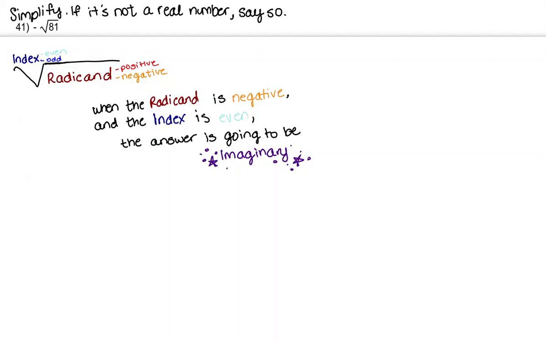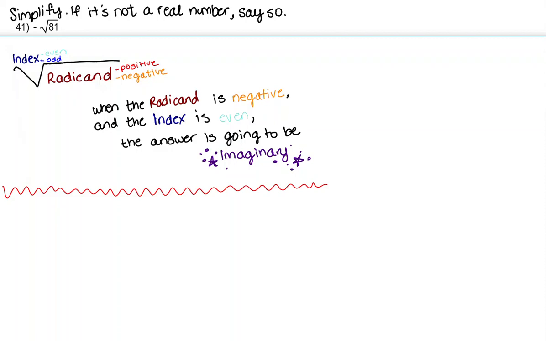Hey guys, so for number 41, we're going to simplify, and if it's not a real number, we're going to go ahead and say so. So just to recap what a radical is, here we have the index, and then here we have the radicand. The index can either be even or odd, the radicand can be positive or negative. When the radicand is negative and the index is even, the answer is going to be imaginary. For all other possibilities, the answer is going to be real.